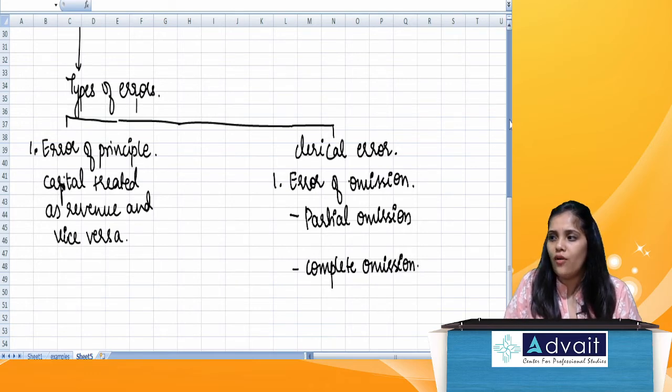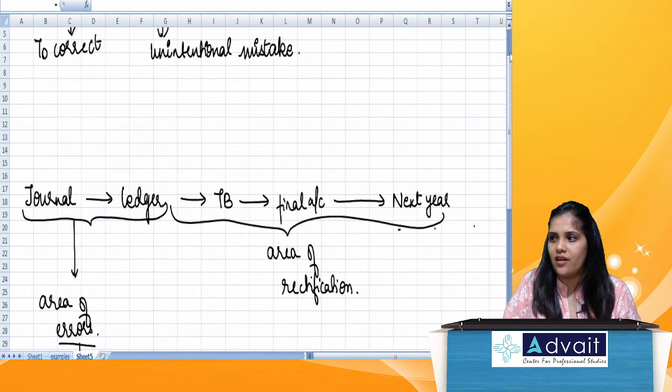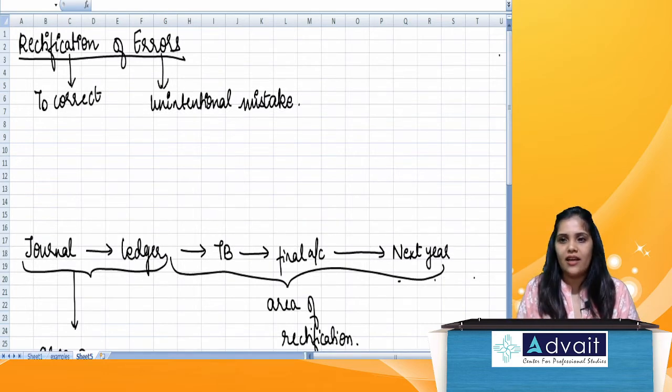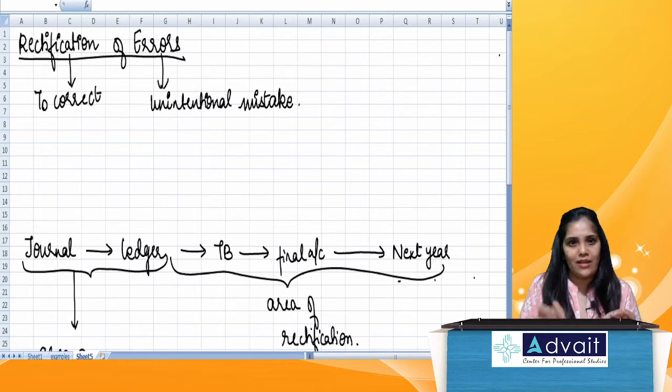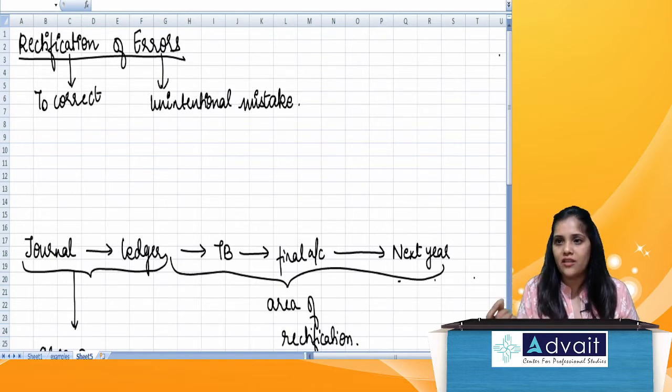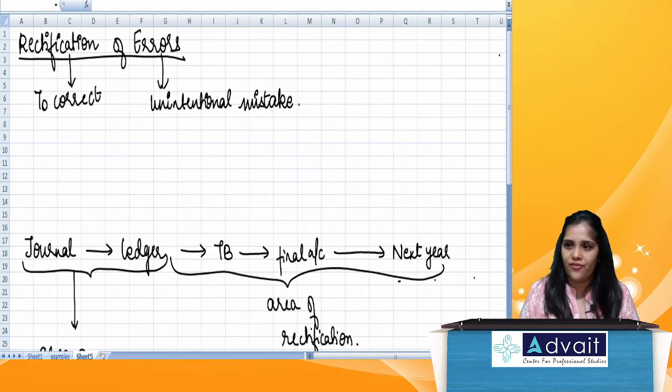Okay. So now, let's just quickly revise what we are trying to understand. We are studying rectification of error. What does the word rectify mean? The word rectify means to correct something. An error means something that you have done unintentionally. It is by mistake. It is not intentional, otherwise it would have been fraud. So, we are trying to correct some wrong treatment given for a correct transaction.